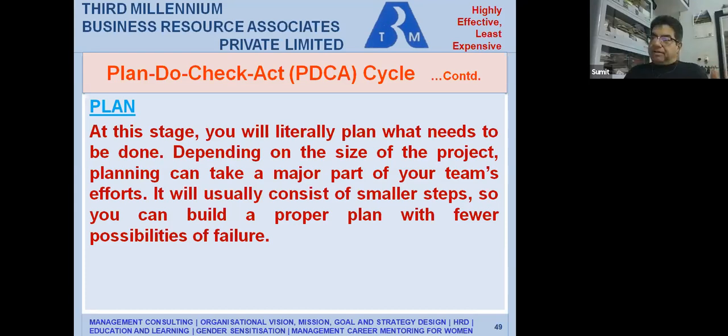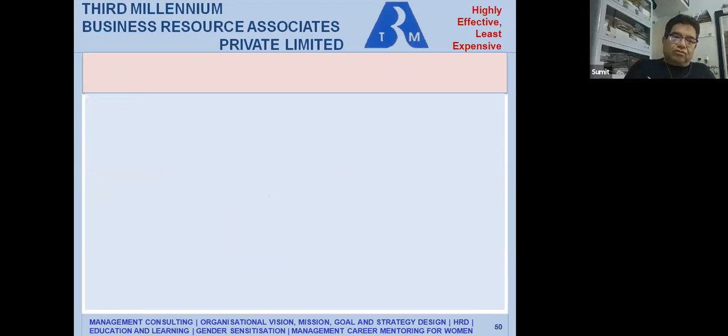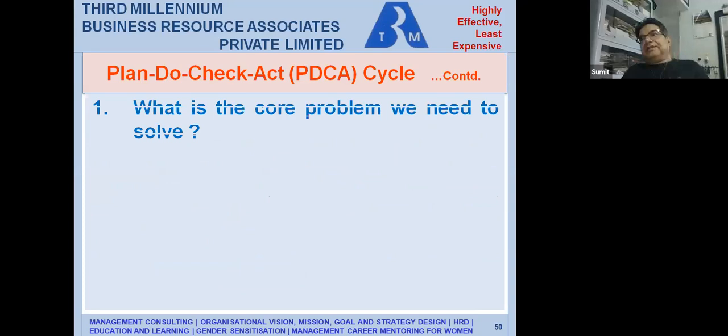So the last sentence says, before you move to the next stage, you need to be sure that you answered some basic concerns. Planning can be considered to be complete when you have answered these basic concerns. What are those? Are you clear as to what is your core problem? What are you here to solve?